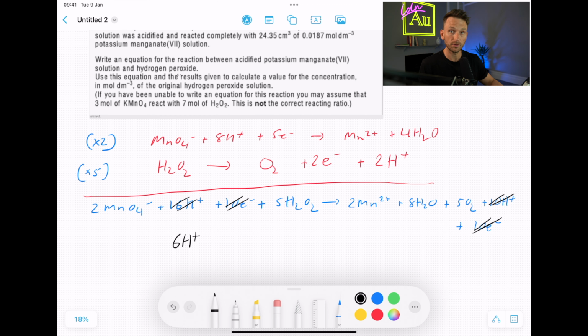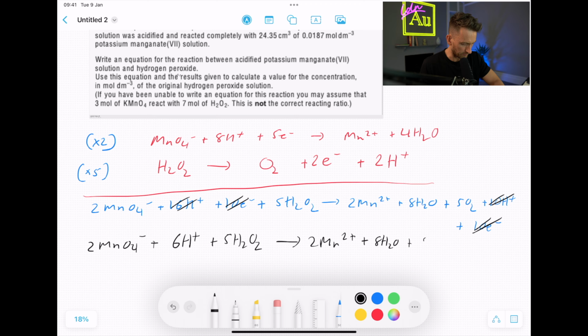So what have we got left? We have 2MnO4⁻ + 6H⁺ + 5H2O2 goes to 2Mn²⁺ + 8H2O + 5O2. If you do a quick check, we've got 2 Mn on the left and the right. We've got 5 times 2 plus 6, which is 16 hydrogens on the left, and 8 times 2 is 16 on the right. And then oxygens, we've got 5 times 2 is 10, plus 8 is 18. On the right-hand side, we've got 10 plus 8 is 18.